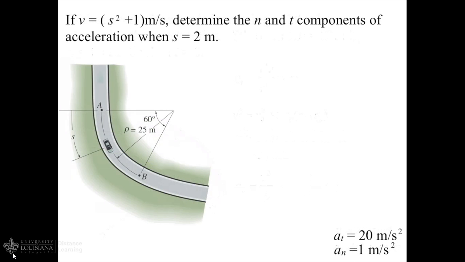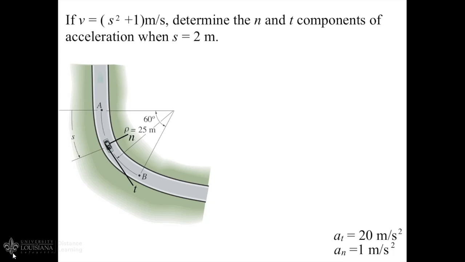All right, now let's do this one. Here we're given the velocity as a function of position, and we're asked to determine the normal and tangential components of acceleration when s is equal to 2 meters. So time is not involved in the problem. To solve it, first we'll set up our nt axes at the position of the car.